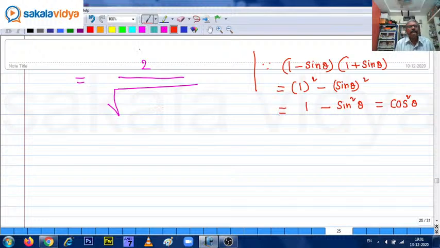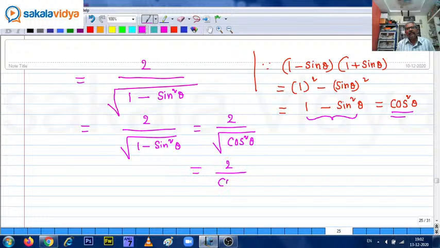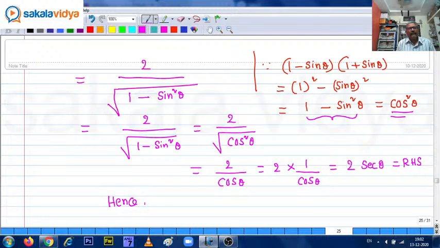Now we can write like this: 1 minus sin square theta is replaced by cos square theta. Next step, 2 upon root of cos square theta, so we get 2 upon cos theta. This can be written for our convenience as 2 multiplied by 1 upon cos theta, where 1 upon cos theta is sec theta. So 2 sec theta. This is the right hand side. Hence, it is proved.